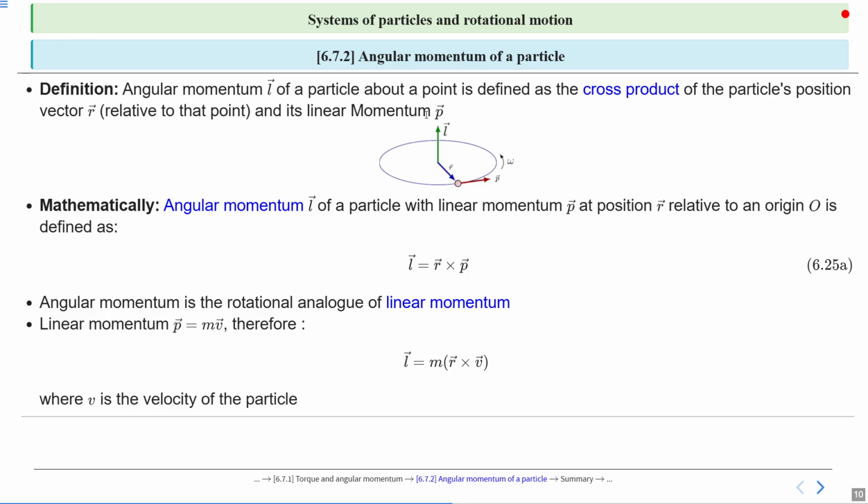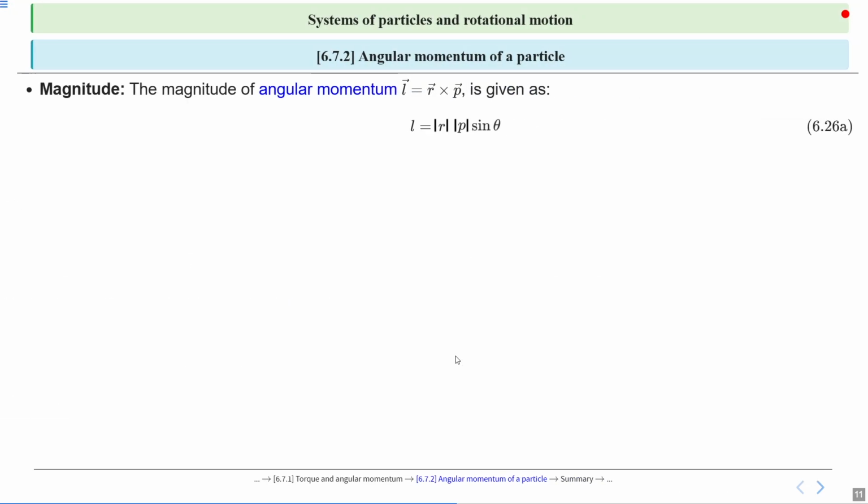Linear momentum P is equal to mass into velocity. Therefore, we can write L is equal to m times R cross V. Here we know P is mass into velocity, so mass is a constant term and it comes outside. The remaining term is R cross V, where V is the velocity of the particle. Magnitude of angular momentum: the formula is L equal to R cross P, given as L equal to R P sine theta.